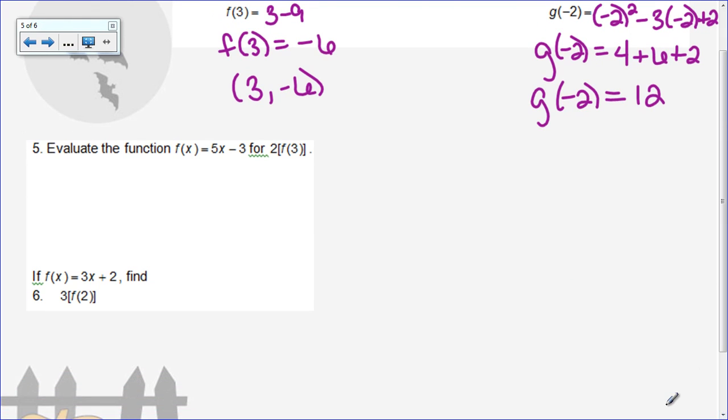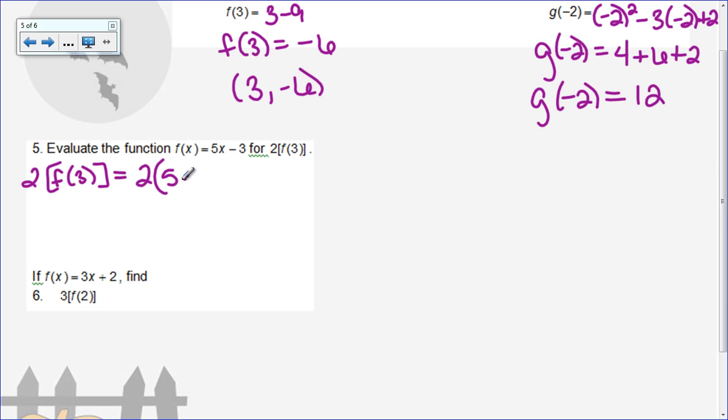So now look at number 5. It says to evaluate the function f of x equals 5x minus 3 for 2 times f of 3. When you see this kind of problem, you are going to start on the inside of the brackets and do that first, and then do what it says outside. So I have to find f of 3 and then multiply it by 2. So to do 2 times f of 3, the first thing I'm going to do is put my 2, and I'm going to plug in 3 for my x's.